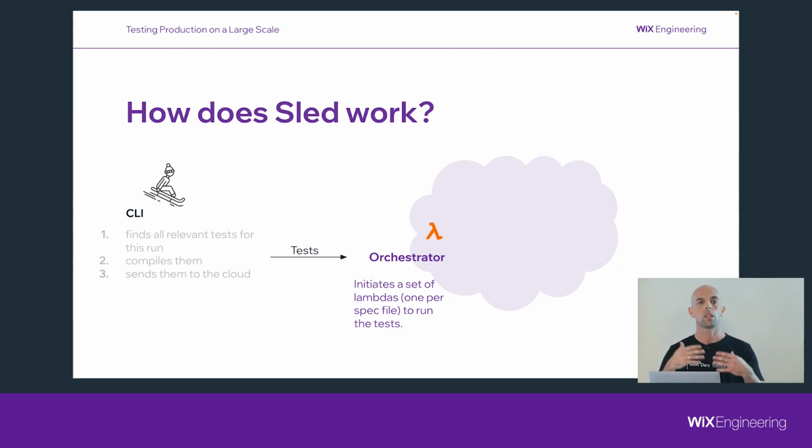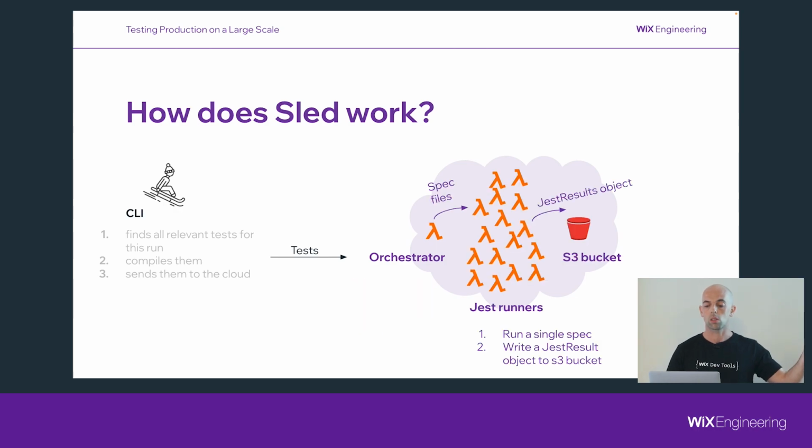No need to handle special logic with creating new instances, handling the autoscale, etc. So we are calling this the orchestrator Lambda. This orchestrator, by the way, is not one Lambda. It's several Lambdas doing a lot of work. But the important part is that the orchestrator is calling lots of small Lambdas. Each one of those Lambdas runs its own test, its own spec file, separately.